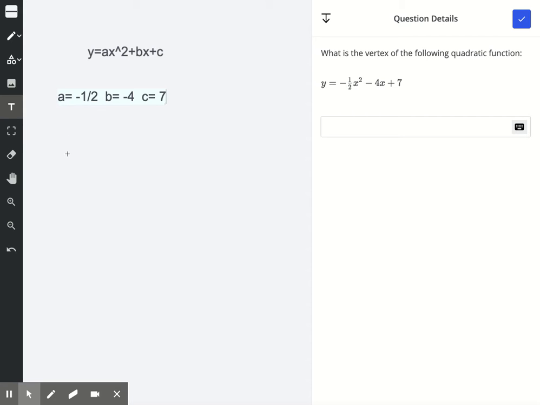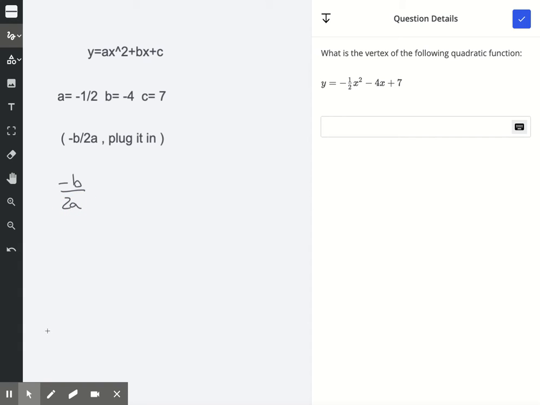Now you're going to look to your formula, your reference sheet, and you're going to see that the vertex is going to be opposite of B over 2A, comma, and then plug it in. Not a very nice formula. But the trick here is this part. All right, I'll write it out because fractions are tough to type. Opposite of B over 2A.